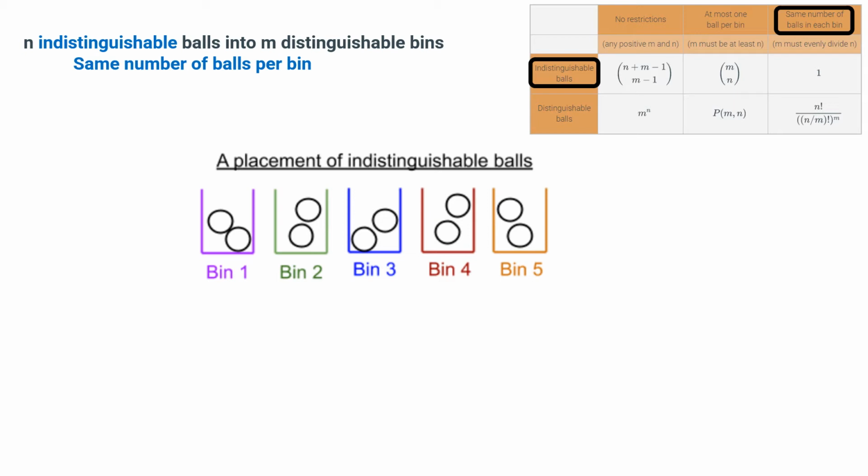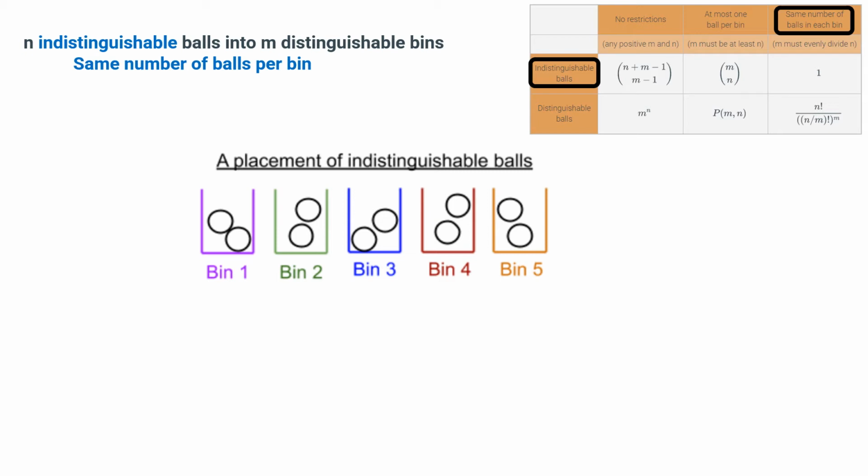So like here I have 5 bins. I can't have 8 balls and still get the same number of balls in each bin, because I'd have some balls left over. I'd have to cut them up so that I can get them evenly distributed, and we're not going to do that. So that's why m must evenly divide n.